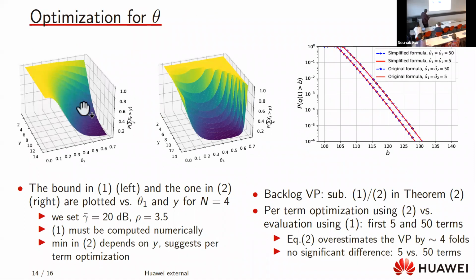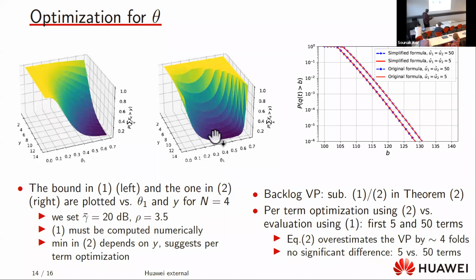Okay, so for the first part, as we can see, it's already basically optimized. Theta 1 is optimal at theta star. This is theta star, which, in this case, where we are using gamma bar 20 dB and rho 3.5, would be around 0.69. And then this is for different values of y.